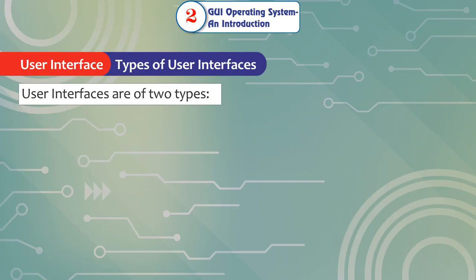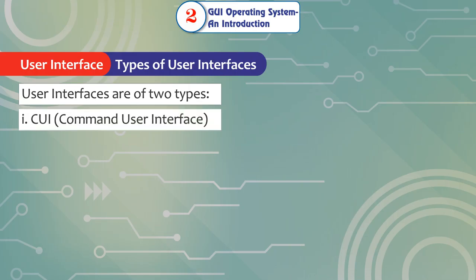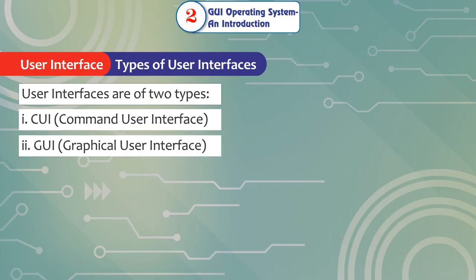Types of user interfaces. User interfaces are of two types. 1. CUI, Command User Interface. 2. GUI, Graphical User Interface.